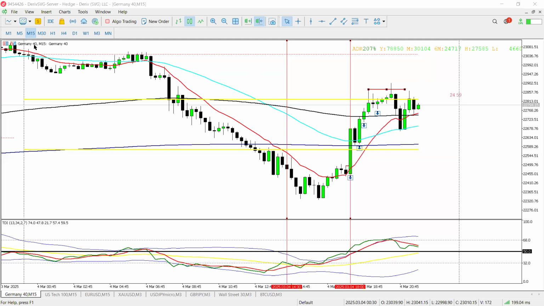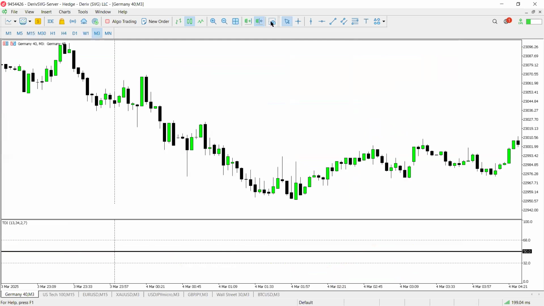So starting off with German 40, you can see from 8 p.m., 8 p.m. came with this explosive candle up. At that time, we had already been trading above the 13 EMA with a nice retest of this order block here. So from M15, you go to your 3 minute time frame.